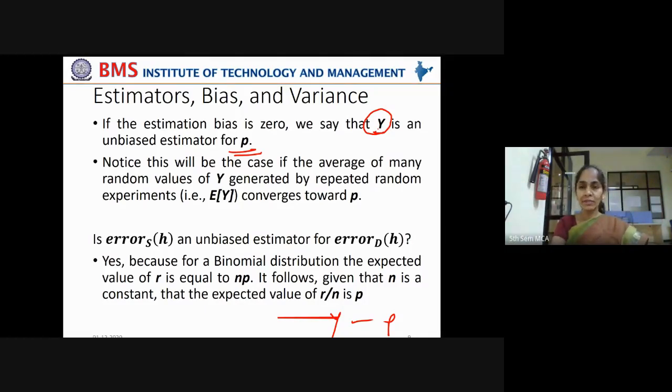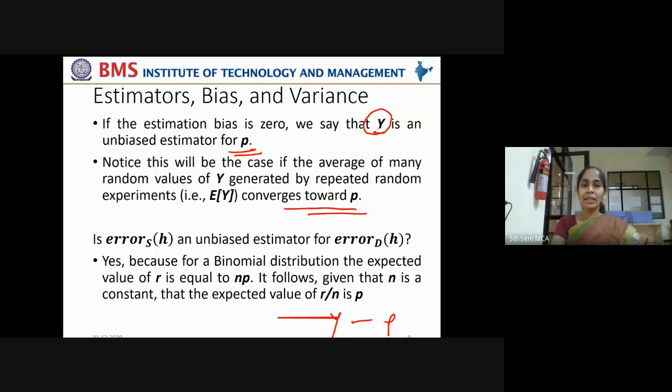Now notice this will be the case if the average of many random values of y generated by repeated random experiments converges towards p. You take lots and lots of samples and calculate their sample errors. Now take the average of those sample errors. It is almost equal to your true error p. In that case, it is converging towards p, indicating that your model is performing very, very well with the unseen data also.